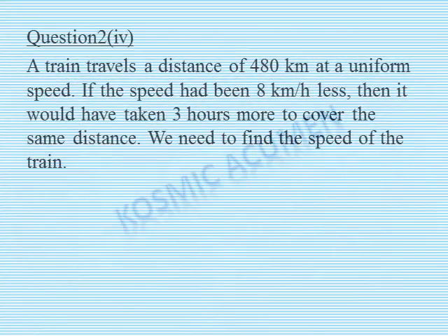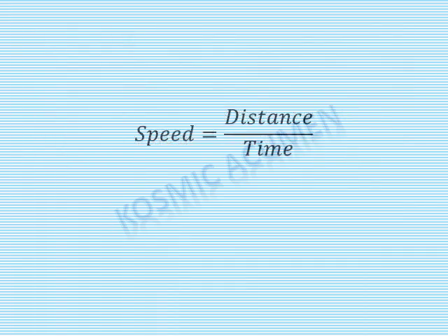A train travels a distance of 480 kilometers at a uniform speed. If the speed had been 8 kilometers per hour less, then it would have taken 3 hours more to cover the same distance. We need to find the speed of the train. Before we begin solving this, we should know this relation: speed is equal to distance upon time. This will be used.